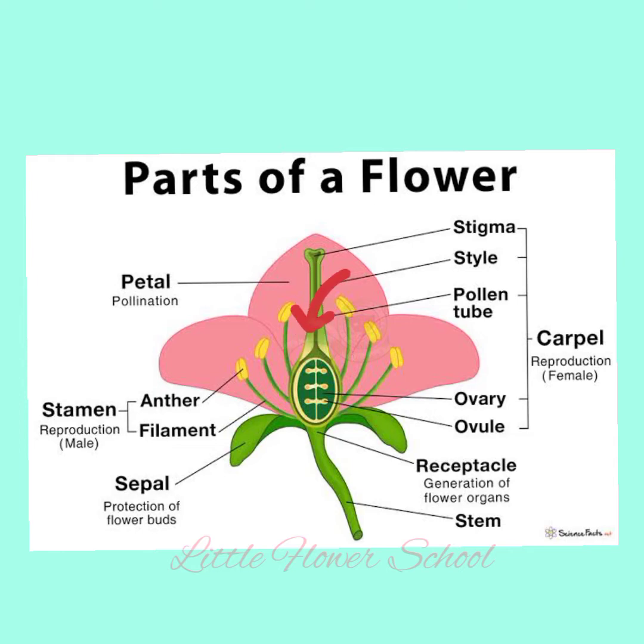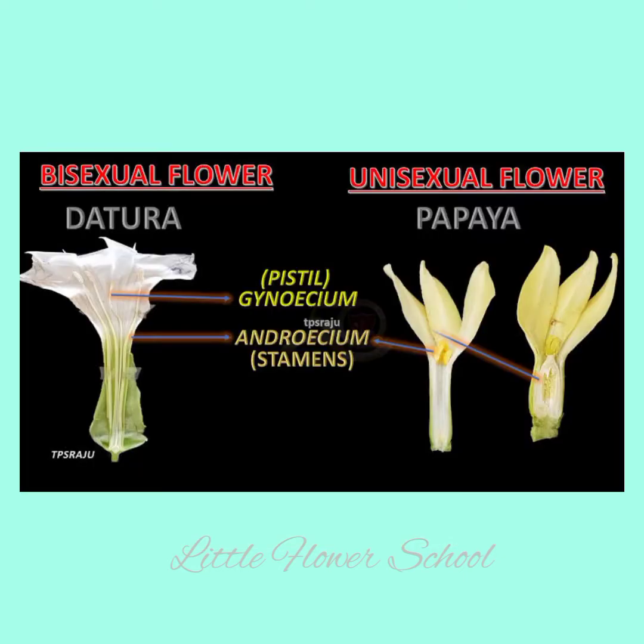Next one is gynoecium. Gynoecium is the female part of a flower. It has three parts. They are ovary, style and stigma. The ovary contains the ovules. The flowers which contain either androecium or gynoecium are called unisex flowers. Example, corn, papaya, cucumber. The flowers which contain both androecium and gynoecium are called bisexual flowers.